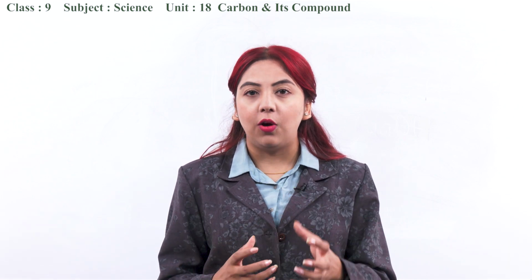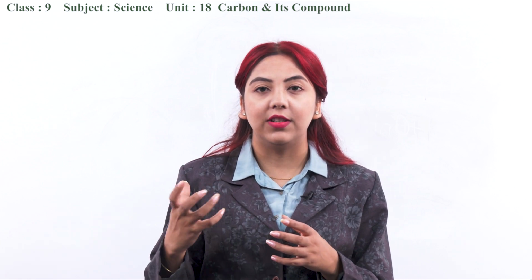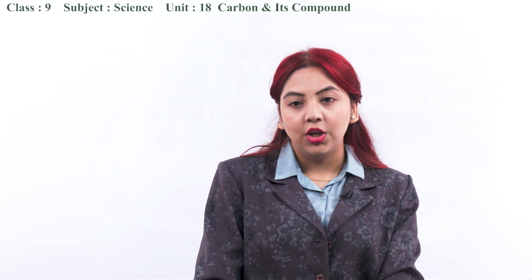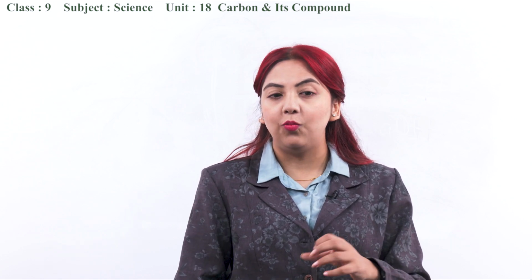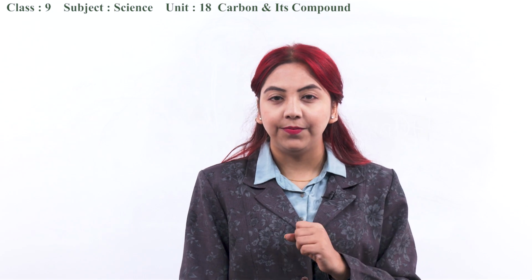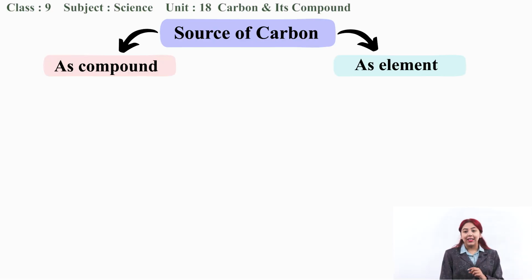Let us start by recalling some of the things we learned in the previous class. Let me ask you a question. What are the sources of carbon we had studied in the previous class, like in which form it can be found? Yes, it can be found either in a pure elemental form, that is, that substance is made up of only carbon, or it can also be found as a compound in which carbon is attached with other elements to form that compound. So these are the two sources of carbon. Either it can be found as an elemental source or as a compound source.